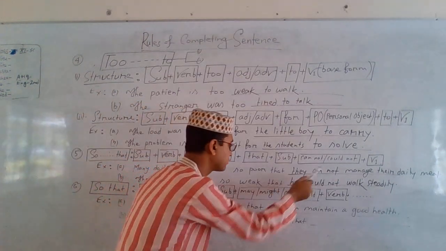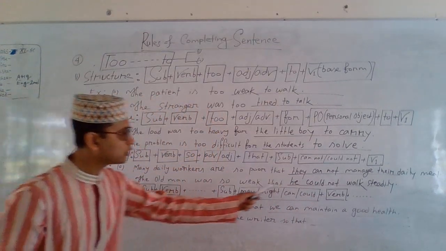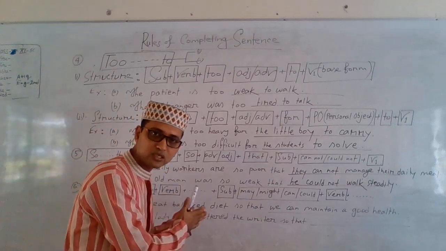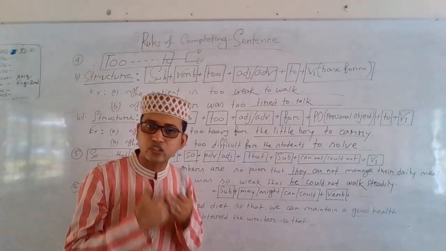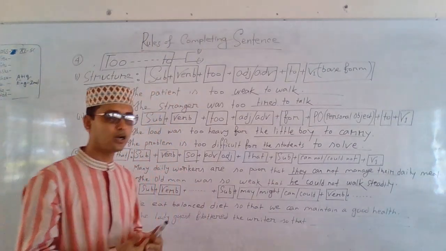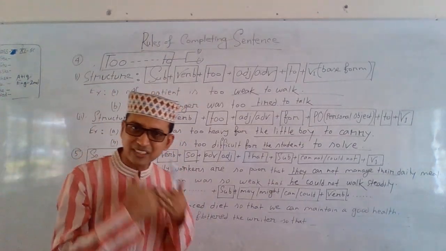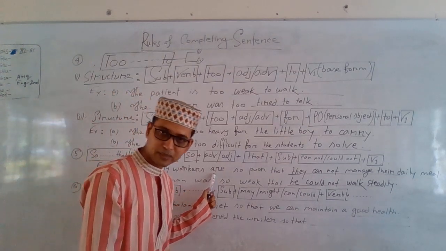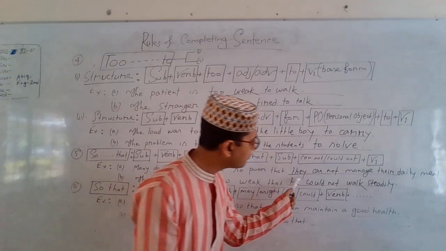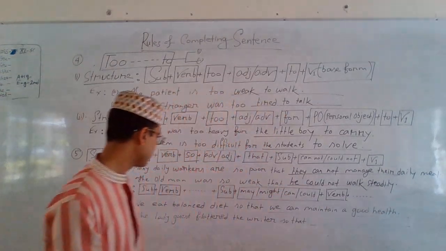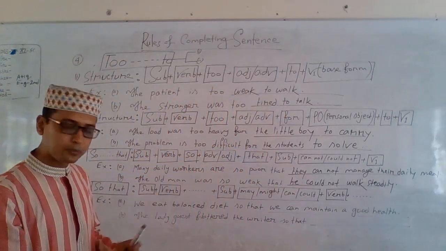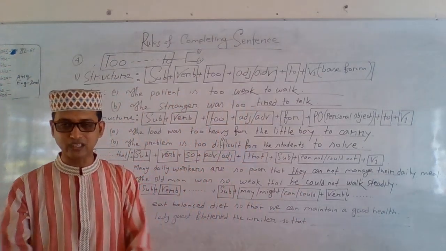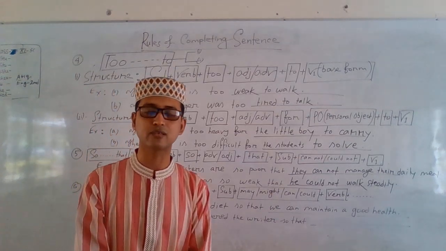Student, please, let us take a close notice of these two sentences. Here, cannot, and in the second one, couldn't. It means that in these two sentences, the tense pattern has also been maintained. How is it? Many daily workers are in present tense. That's why we have used cannot in present tense. The old man was in past tense. That's why we have used couldn't. I think this rule is also very much clear to all of you students.